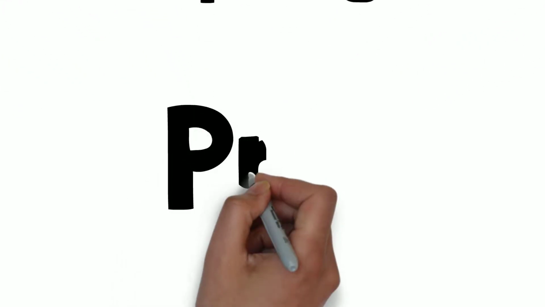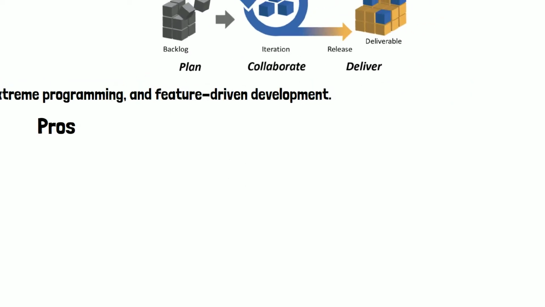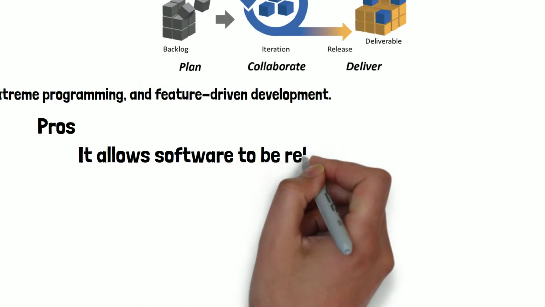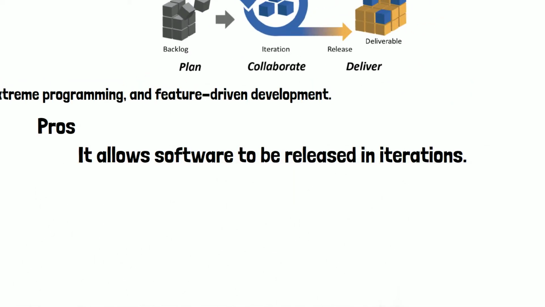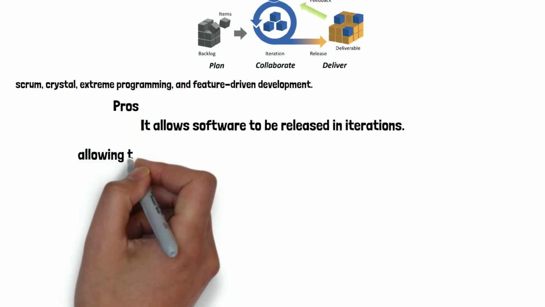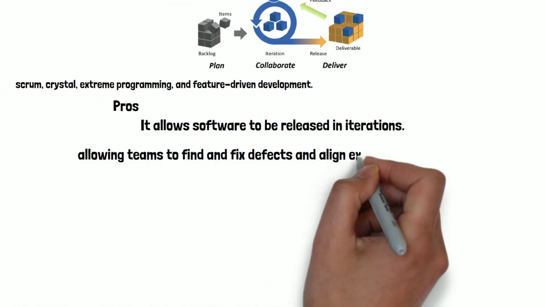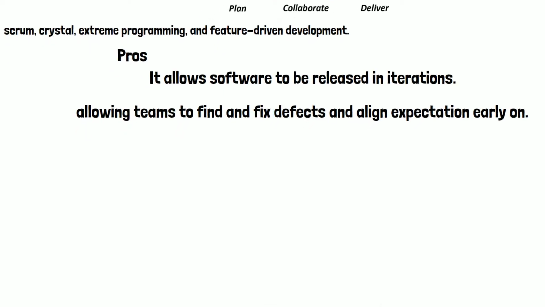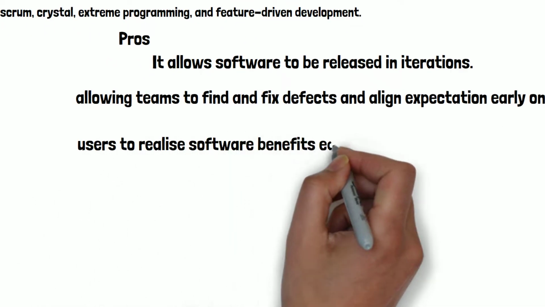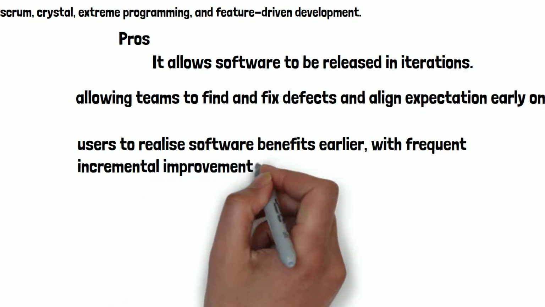Pros. The primary benefit of Agile software development is that it allows software to be released in iterations. Iterative releases improve efficiency by allowing teams to find and fix defects and align expectations early on. They also allow users to realize software benefits earlier, with frequent incremental improvements.